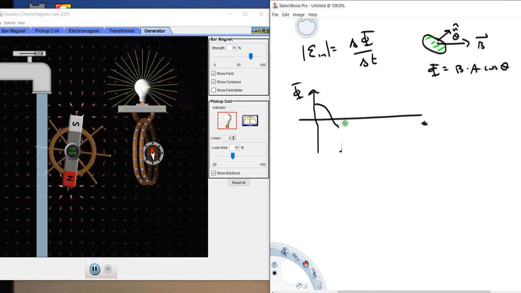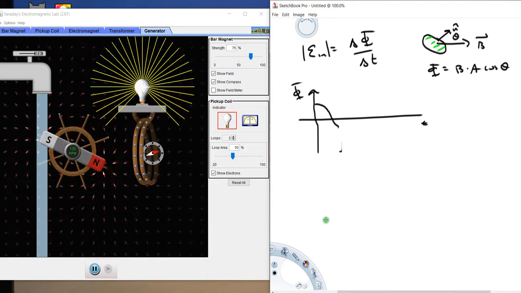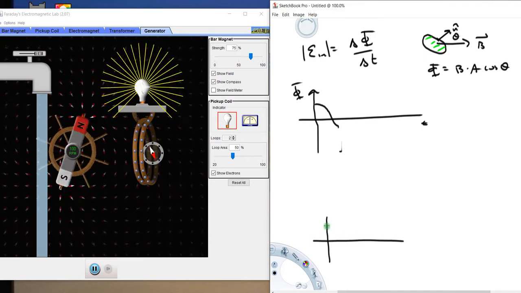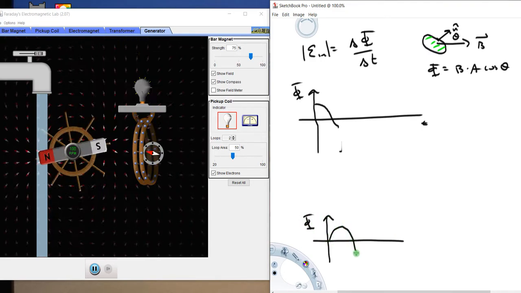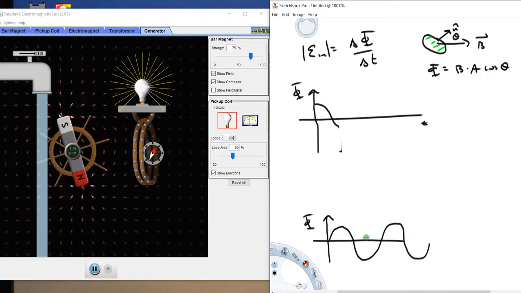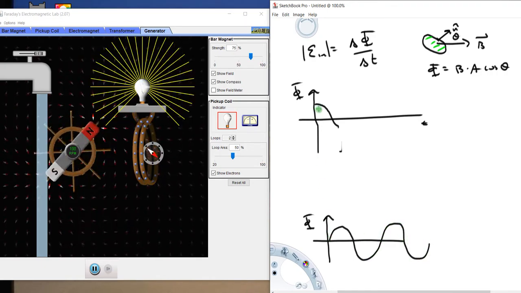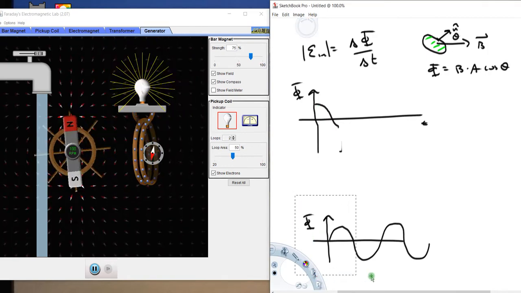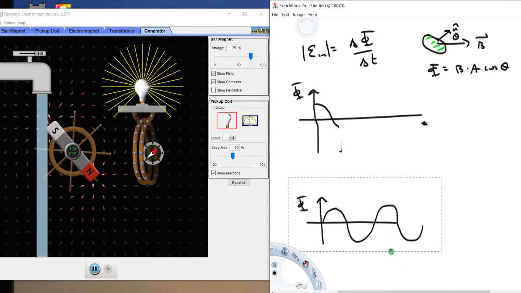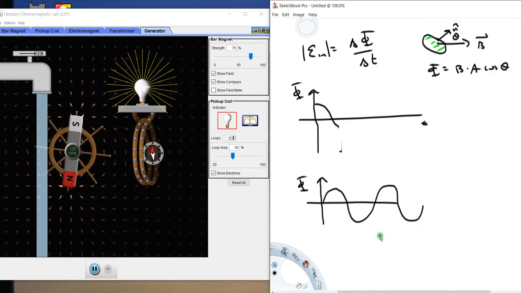I'm having some trouble with my pad here. I'm going to put this graph down here. So the magnetic flux would look something like this. And it's not important whether it starts here or here, by the way. Now, that means that the induced voltage, and I'm only going to worry about polarity here right now.